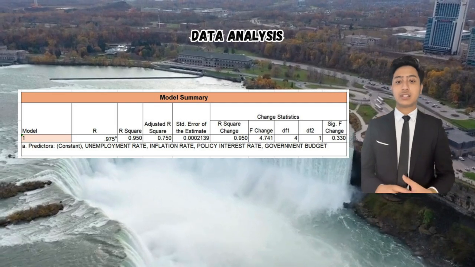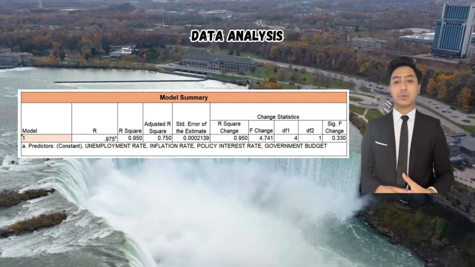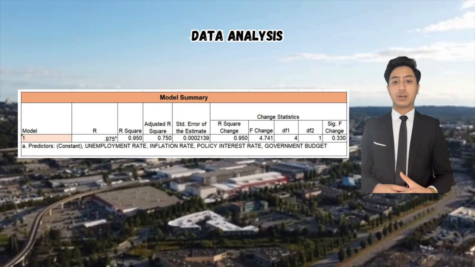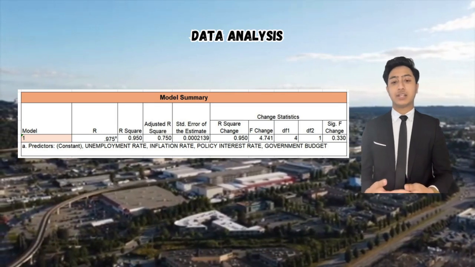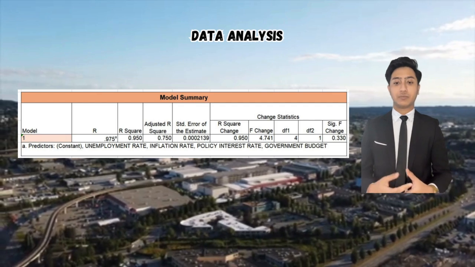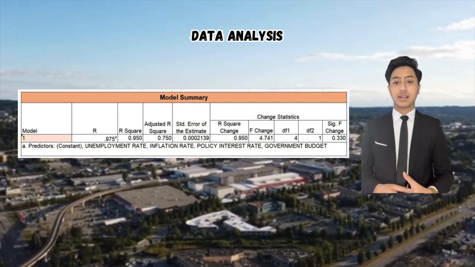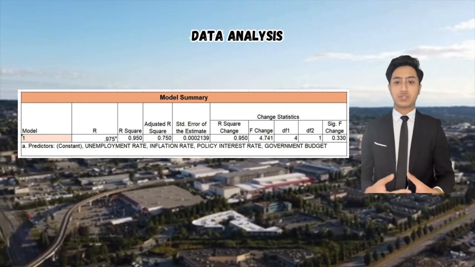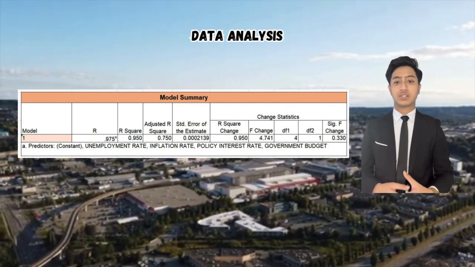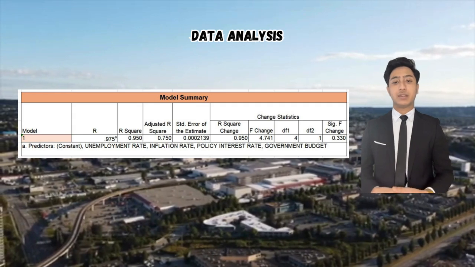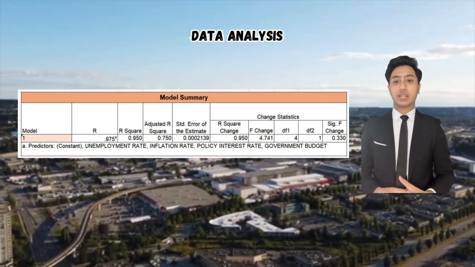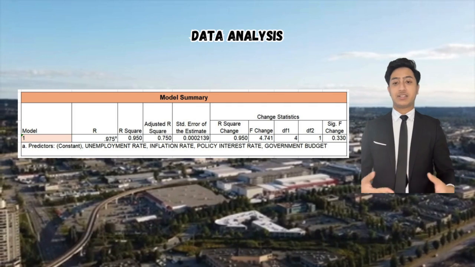However, the adjusted R-square of 0.750 suggests not all predictors are significant. Despite this, the F statistic of 4.741 and significance F change of 0.330 indicate the model is not statistically significant, meaning it may not reliably predict the exchange rate.